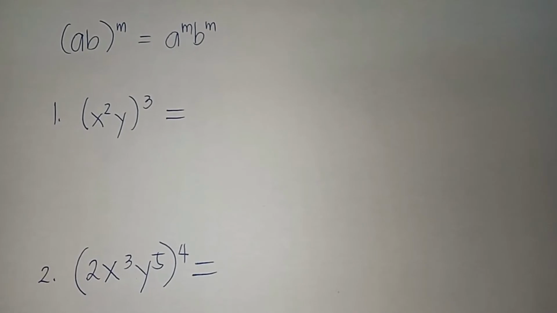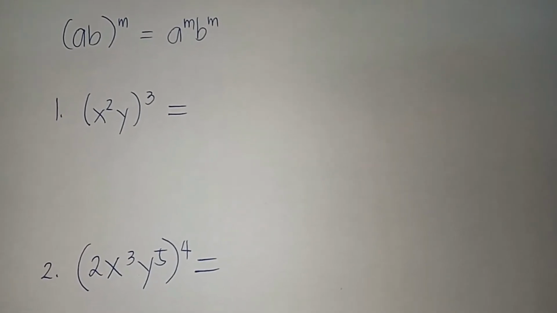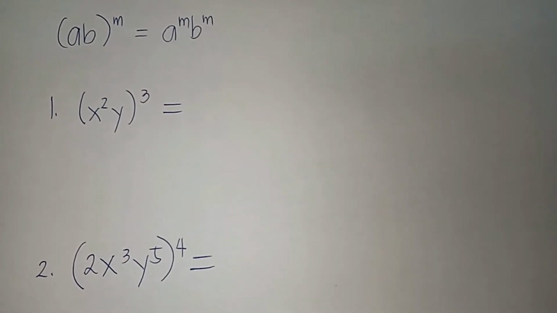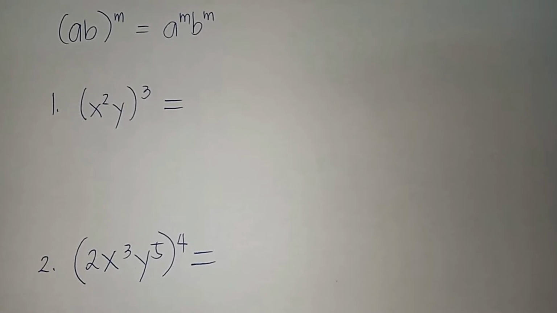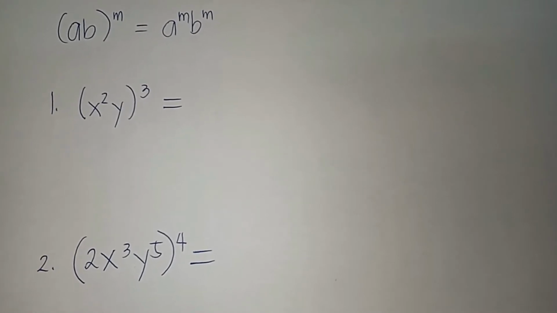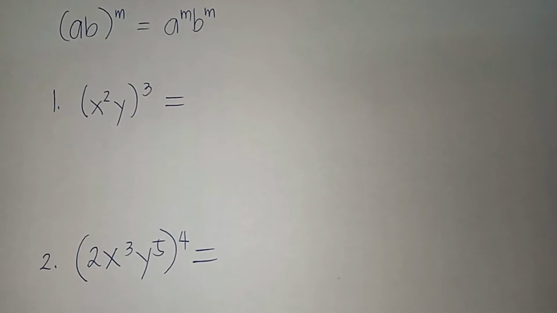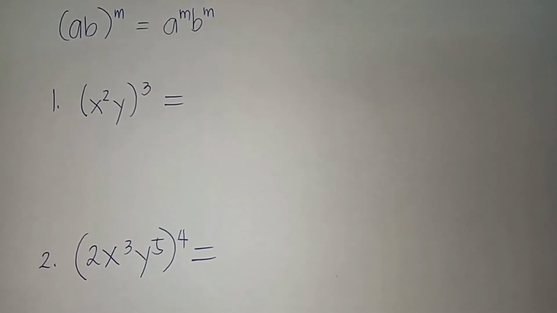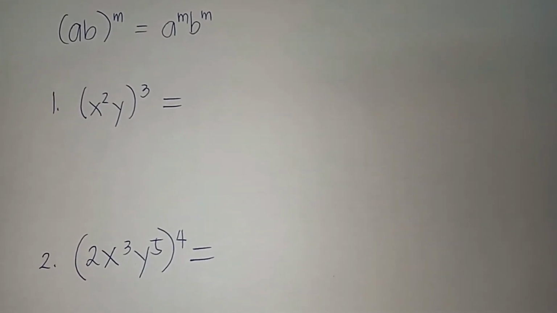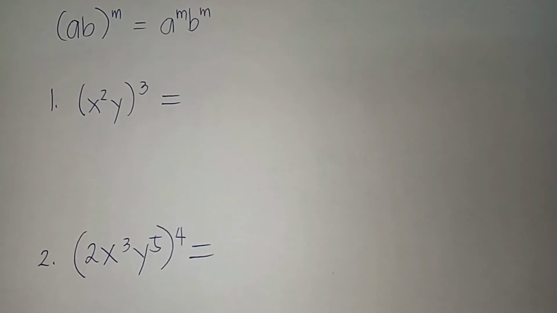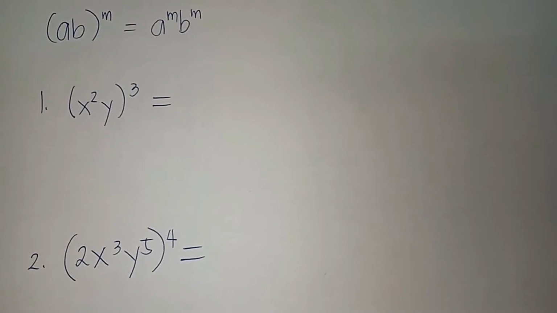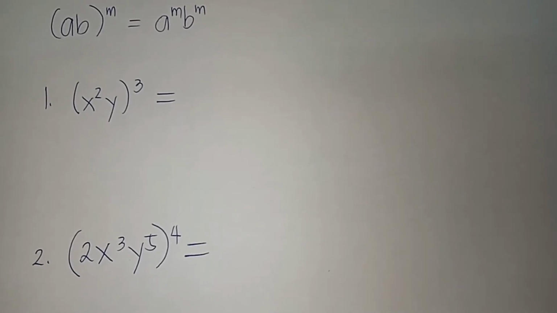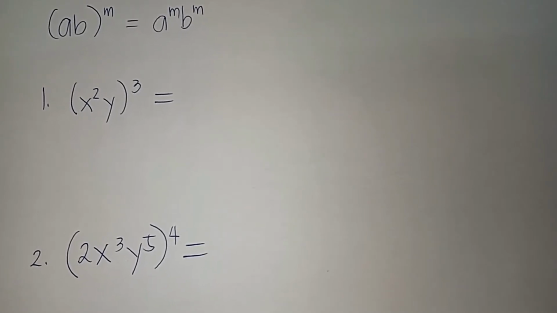So, we have the quantity AB raised to M is equal to A raised to M, B raised to M. As you can see, our A has an imaginary power of 1, and it is multiplied by M. So, 1 times M would be M. That's why we have A raised to M. The same with our B, it has an imaginary power of 1. 1 times M is M, so we have B raised to M.